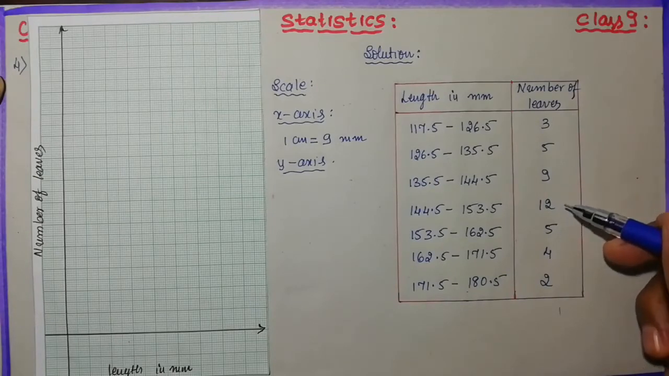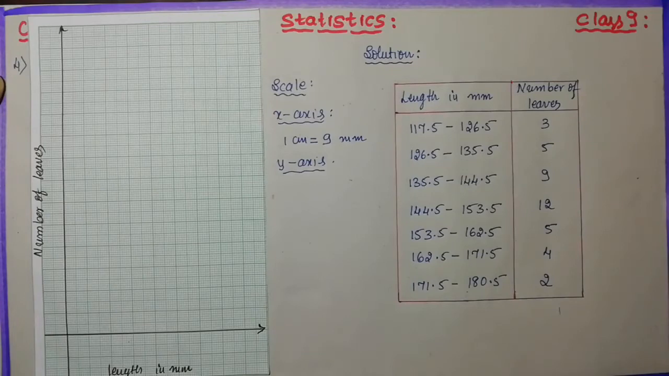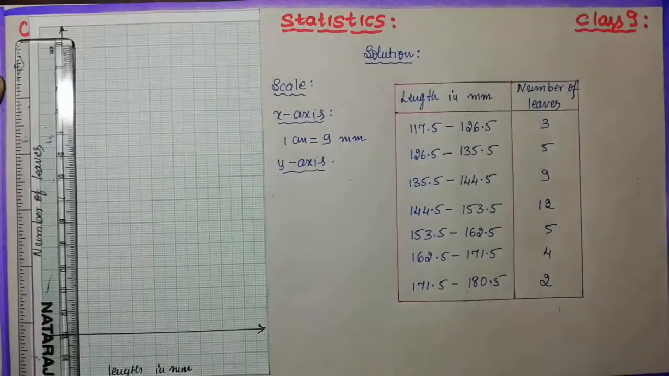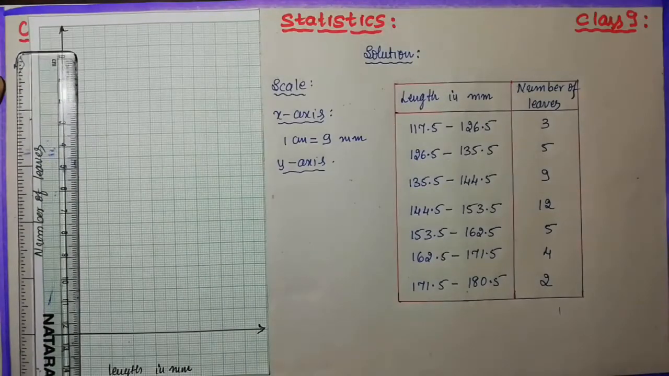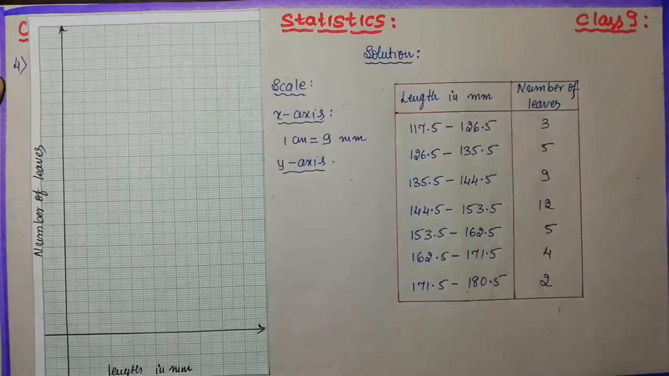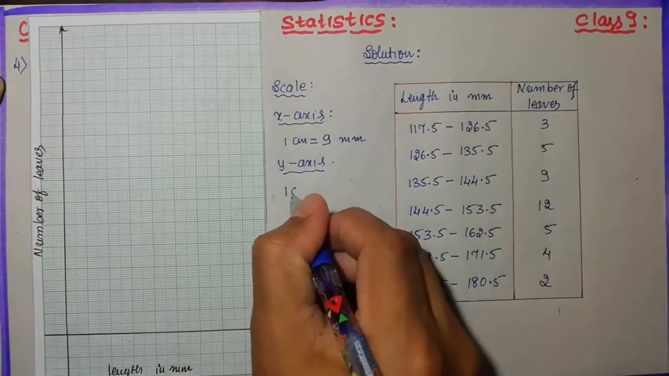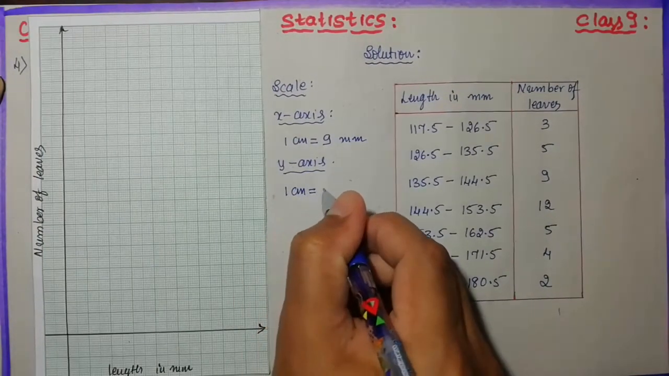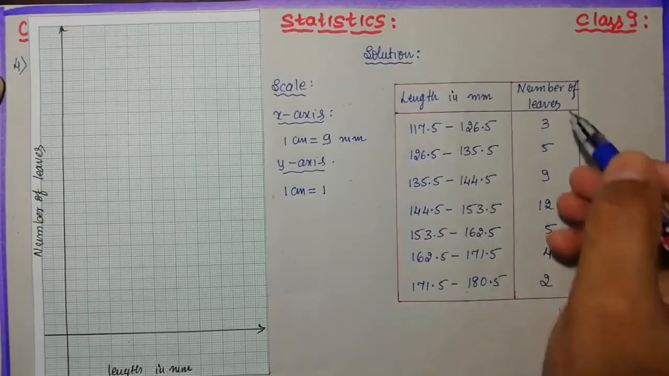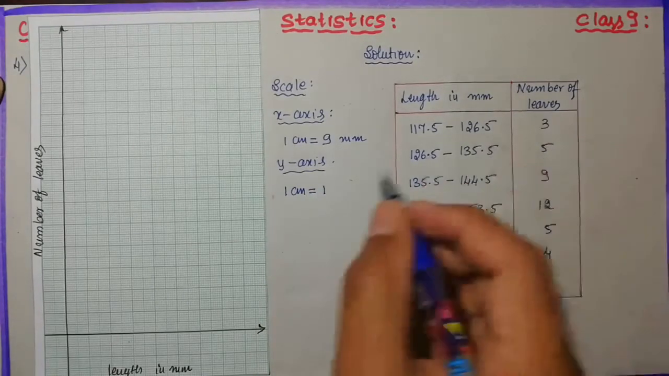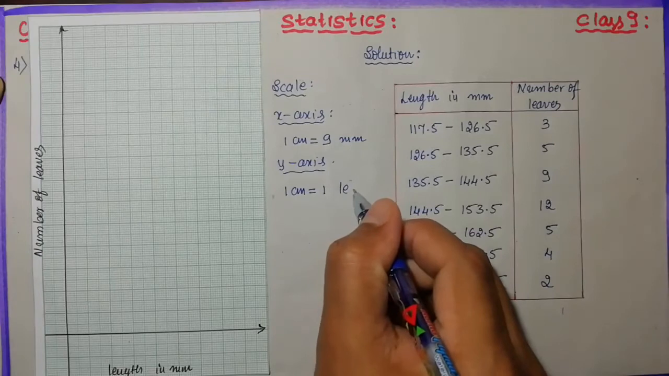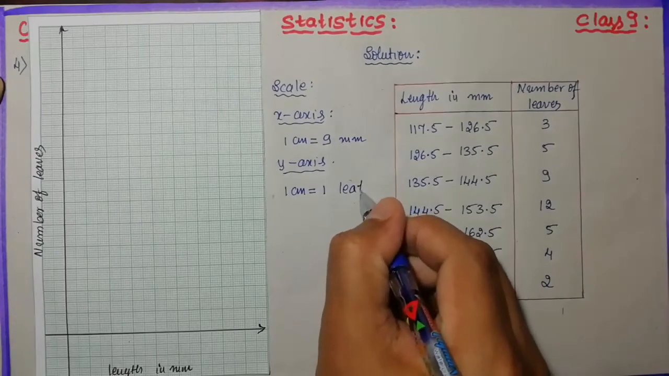So that's why I think it covers up to 12 centimeters. Okay, what about my graph? It is covering up to 12 centimeters. So that's why I'm going to take 1 centimeter is equal to 1. What is the unit of this one? Number of leaves actually. One leaf, singular.